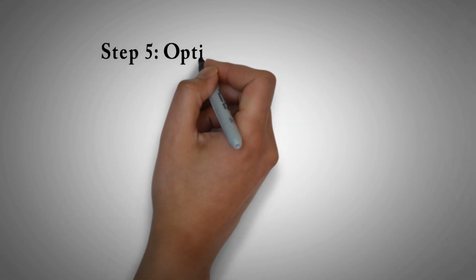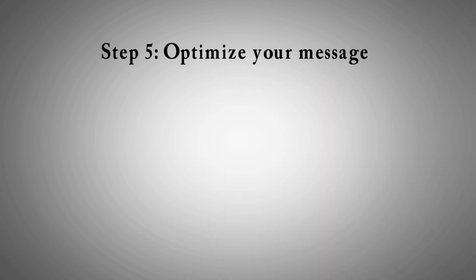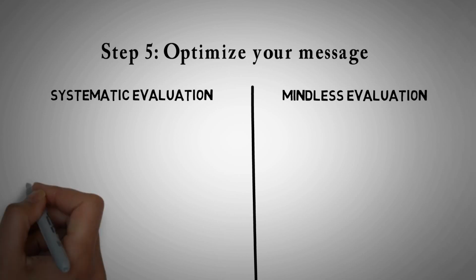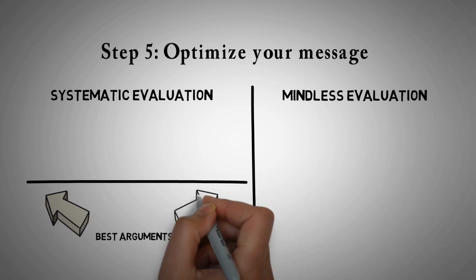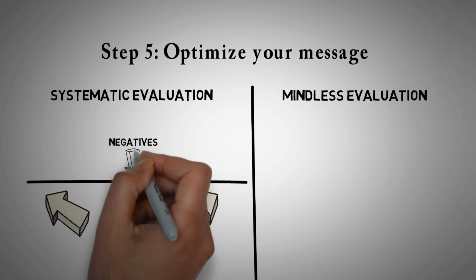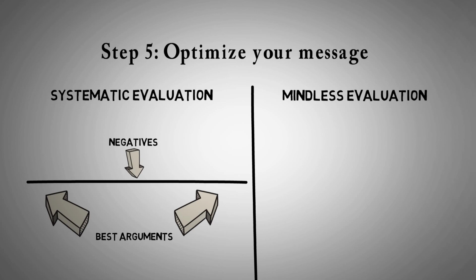Step 5. Optimize your message. The previous 4 steps were all for preparing, and now you can finally make your request. Keep in mind that after you've made this request, they'll either evaluate it systematically or mindlessly, and you'll need to present your request accordingly. If they evaluate your request systematically, they are more convinced by your arguments. You should tell all your best arguments at first and last, because that's what they will remember the best. But also mention some negative things in the middle to make it seem more realistic.